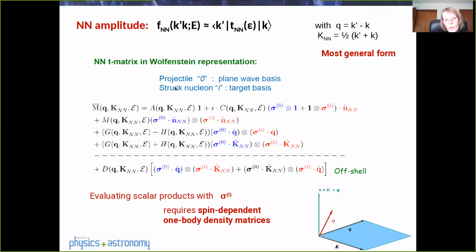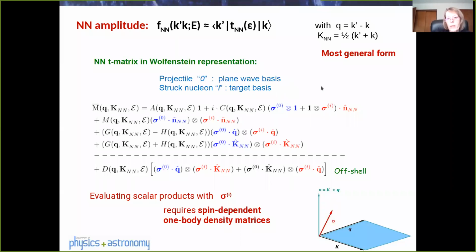So nucleon-nucleon scattering deals with these 5 Wolfenstein amplitudes. And they have names, the functions have names. And the functions themselves are functions of 2 momenta and an energy. And you see already where actually the problem is if you want to do that for an effective potential.